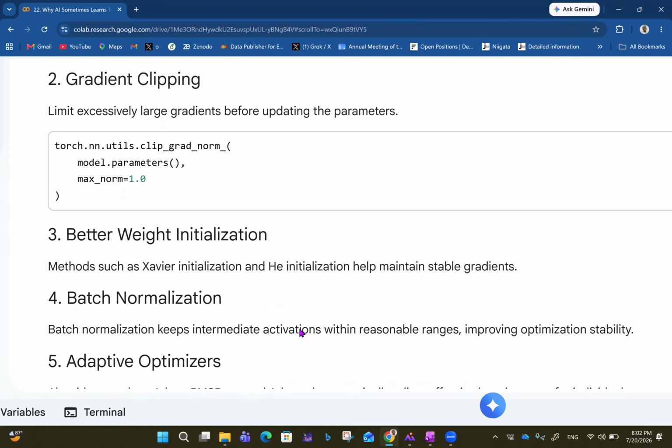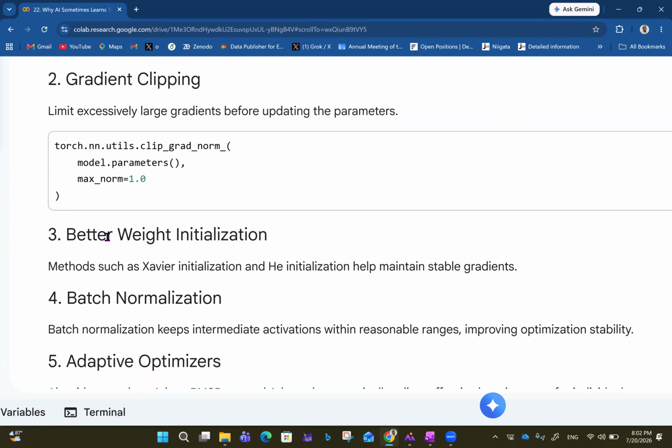Number two, you can do gradient clipping. So you limit excessively large gradients before updating the parameter. Any gradient that goes beyond a particular range, to the right or to the left, you skip it, you avoid it. So imagine saying the maximum norm is 1.0. Anything that departs from 1.0 is removed.